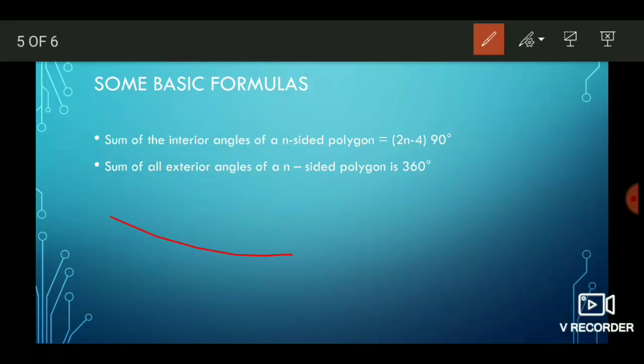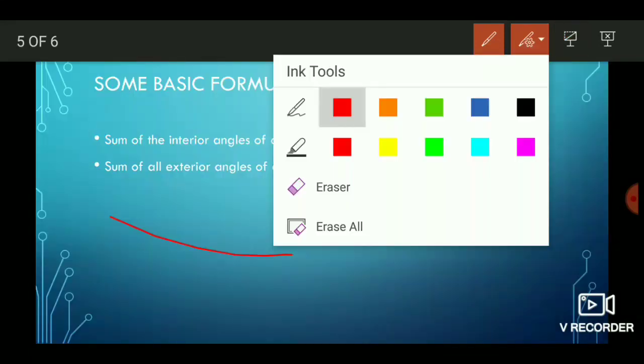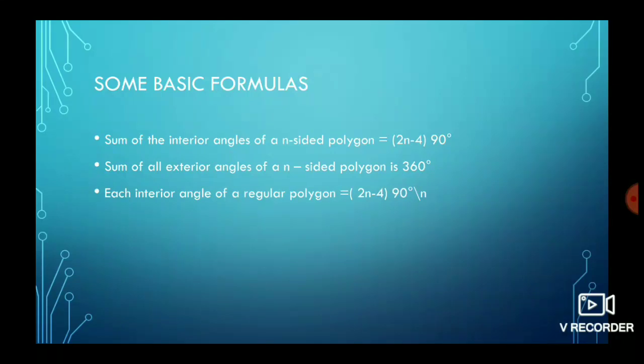Now the next theorem: each interior angle of a regular polygon is (2n minus 4) into 90 degrees divided by n. This is only applicable for each interior angle if we divide the sum of the interior angles by the number of sides, and only in the case of a regular polygon. But the sum of interior angles of an n-sided polygon is applicable for all types of polygons: (2n minus 4) into 90 degrees or (n minus 2) into 180 degrees. It is applicable for all polygons.